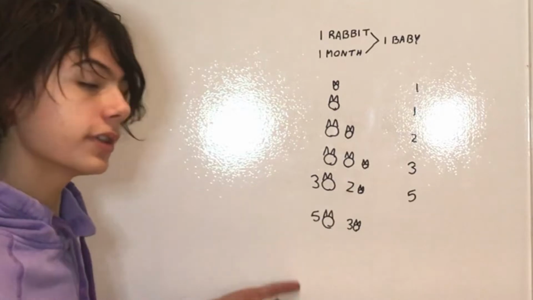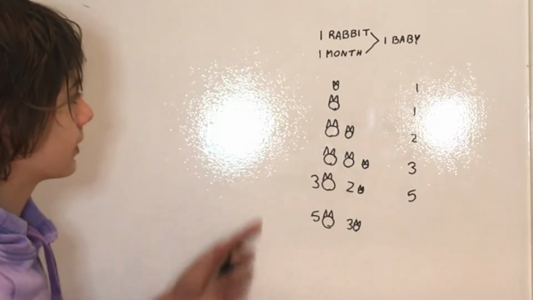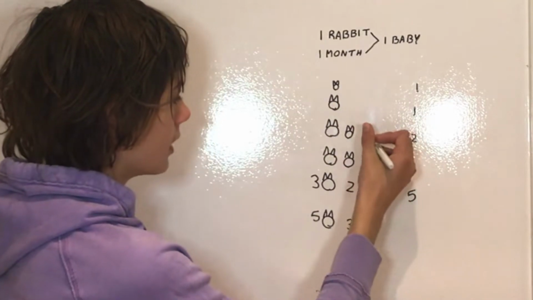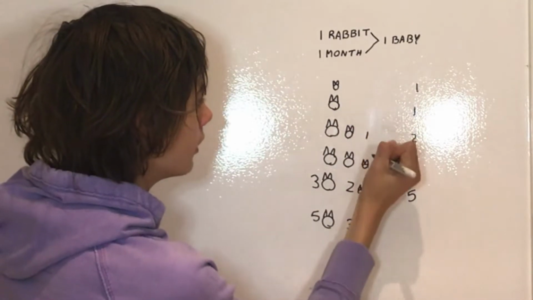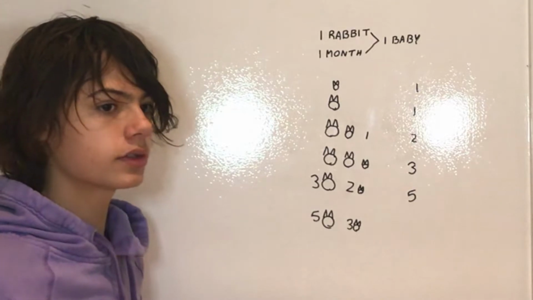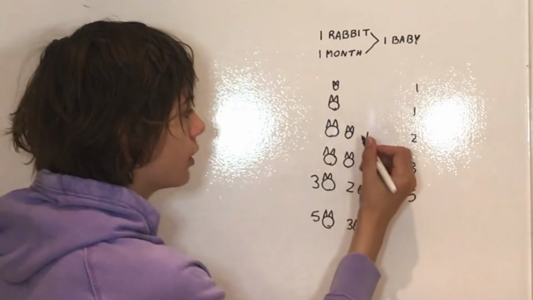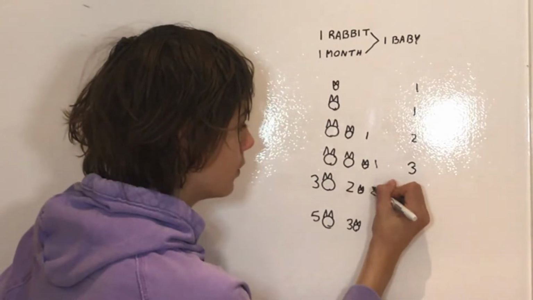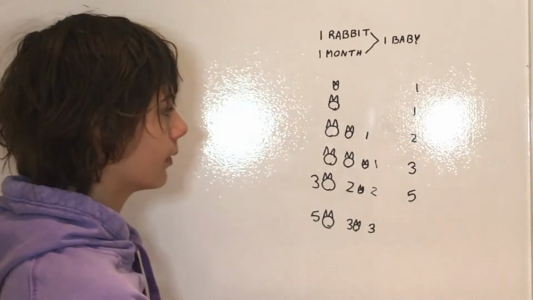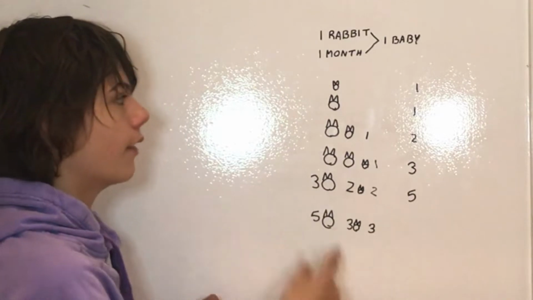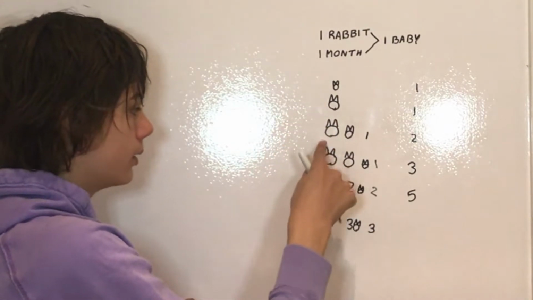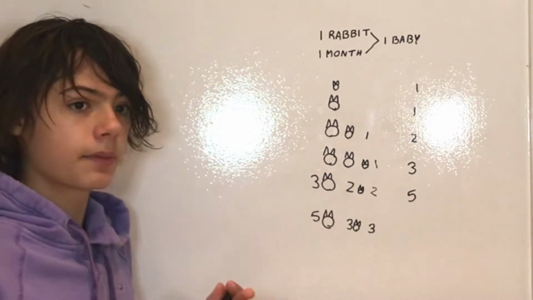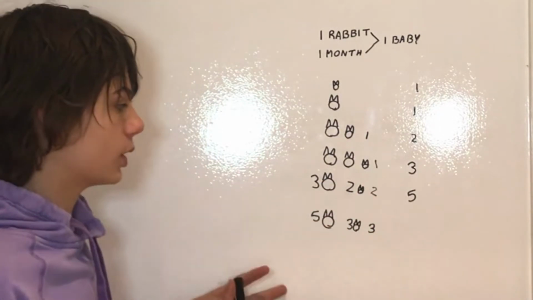And you can also see from this something very interesting. The amount of baby rabbits goes 1, well, you can ignore the first one because that's just the starting rabbit. So you have 1, 2, 3. Same with adult rabbits. You have 1, 2, 3, 5. So in this specific problem, there's a lot of Fibonacci sequence.